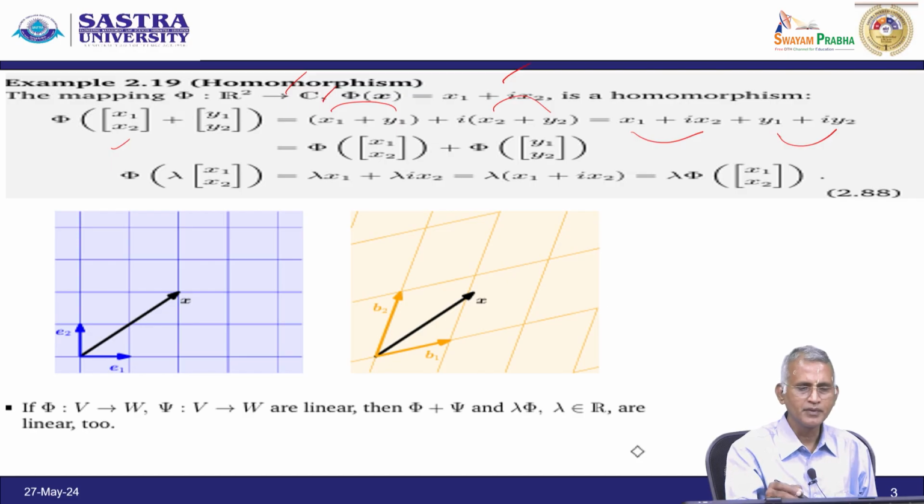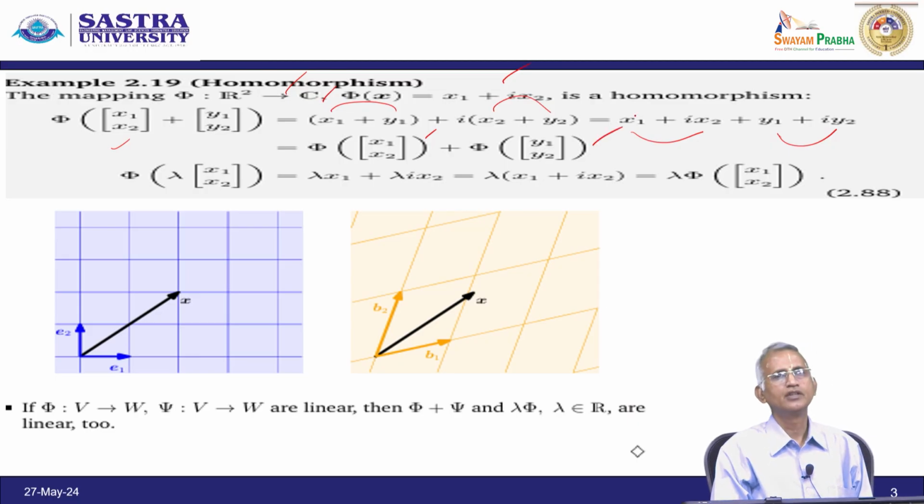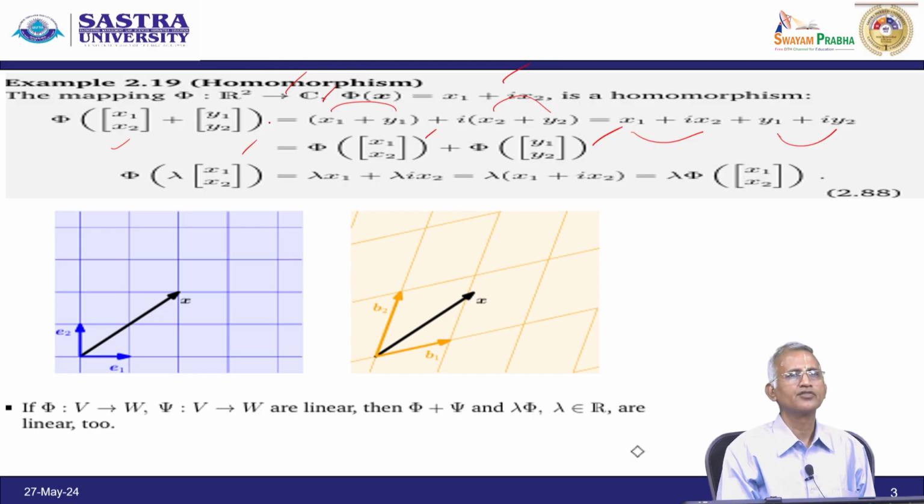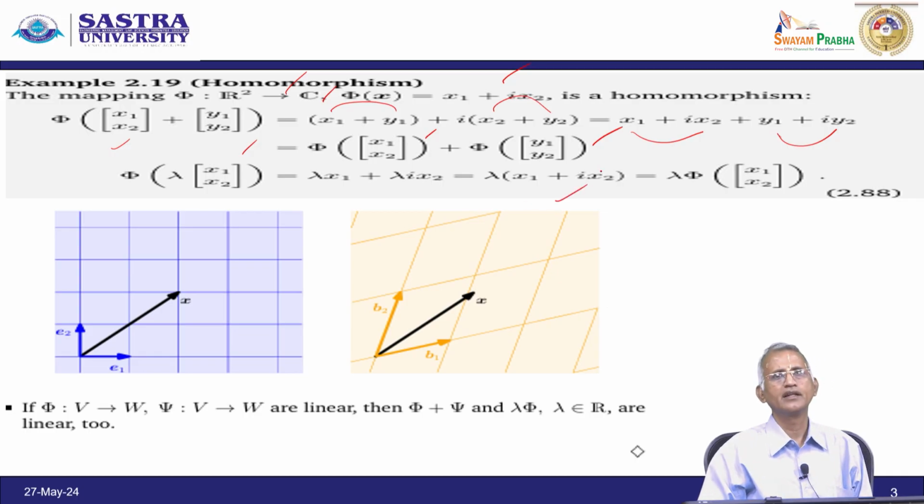Similarly, we can split it into phi of (x1, x2) plus phi of (y1, y2), so that the mapping will be the corresponding expression, we can write it. Similarly, we can go for phi of lambda into (x1, x2) equal to lambda x1 plus lambda i x2, then lambda of x1 plus i x2 equals lambda into phi of (x1, x2).